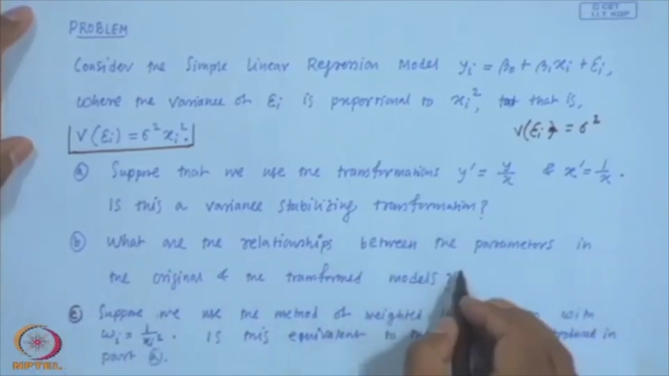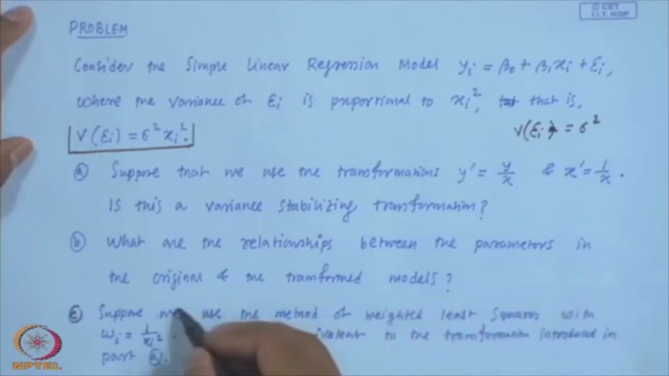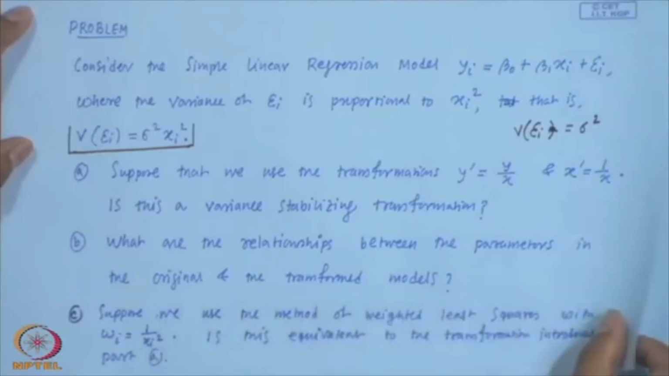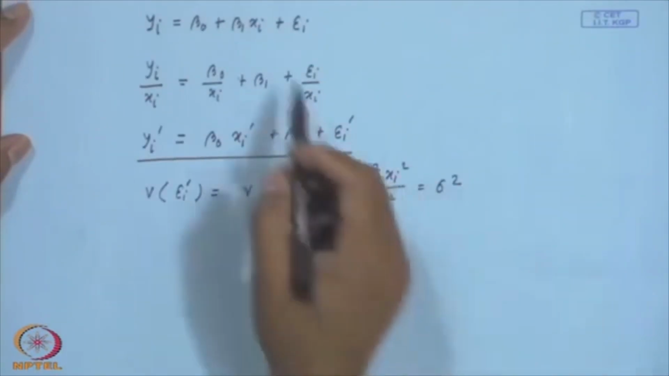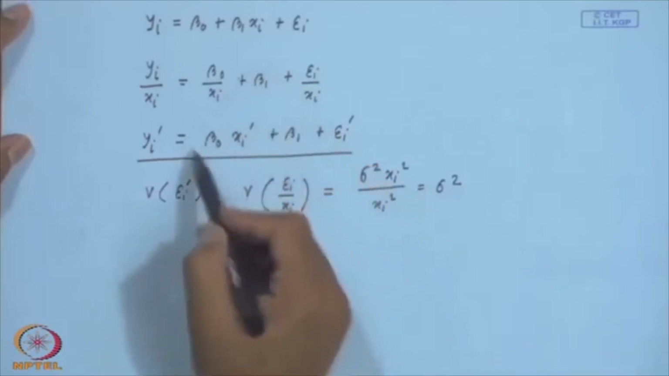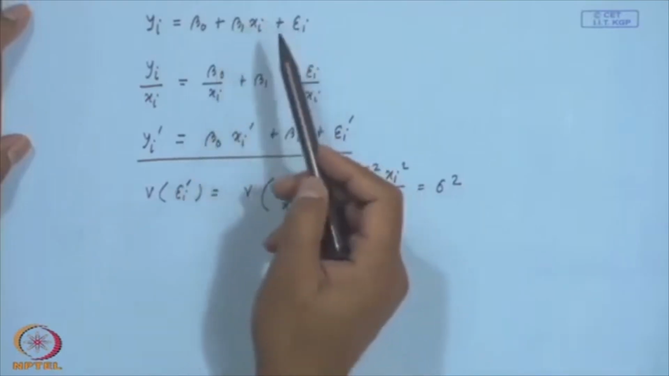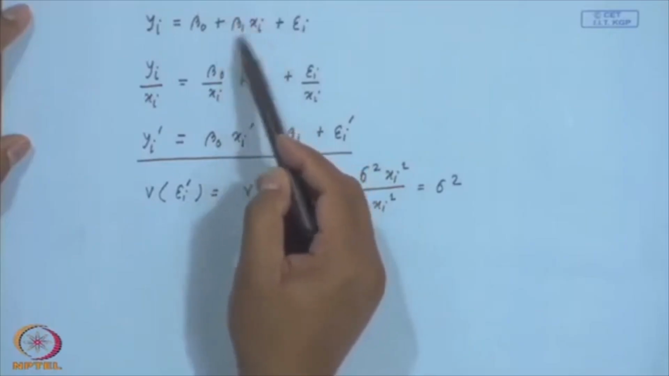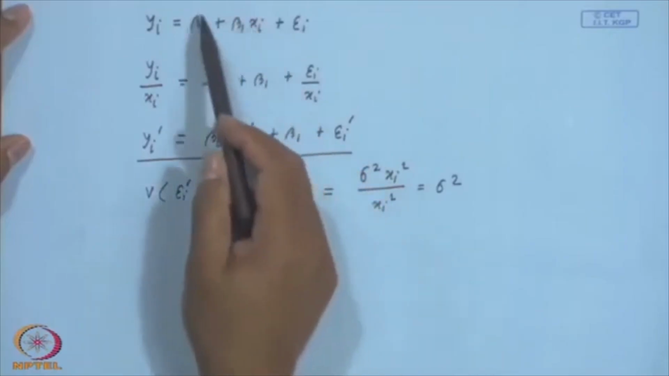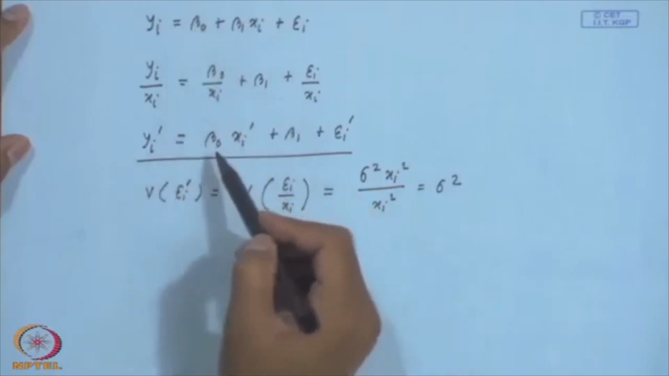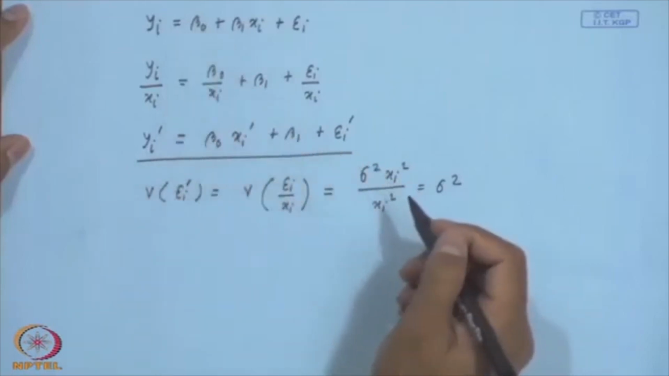What is the relation between the parameters in the original and the transformed model? Well, I hope that the relation is, so here you can see this is my transformed model. The slope in the original model becomes the intercept in the transformed model, and the intercept in the original model becomes the slope in the transformed model. I mean, that is what I feel.